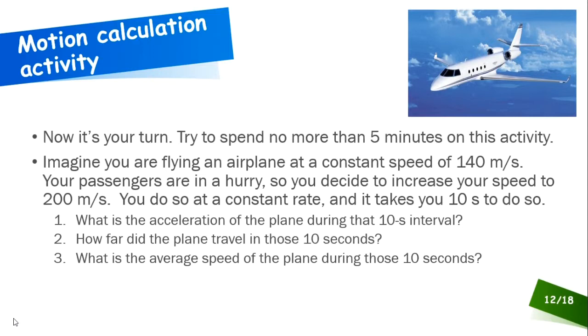Let's move on to an activity now. It's your turn to try out the calculations that we just went through. Imagine you're flying an airplane at a constant speed of 140 meters per second. Your passengers are suddenly in a hurry, so you decide, hey, I'm going to increase the speed to 200 meters per second. You do so at a constant rate, meaning the acceleration is constant, and it takes you 10 seconds to do so.